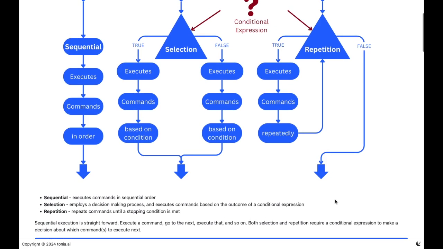So sequential execution is straightforward. You execute a command, you go to the next, you execute that, and so on. And both selection and repetition require some conditional expression to make a decision about which commands to execute next.